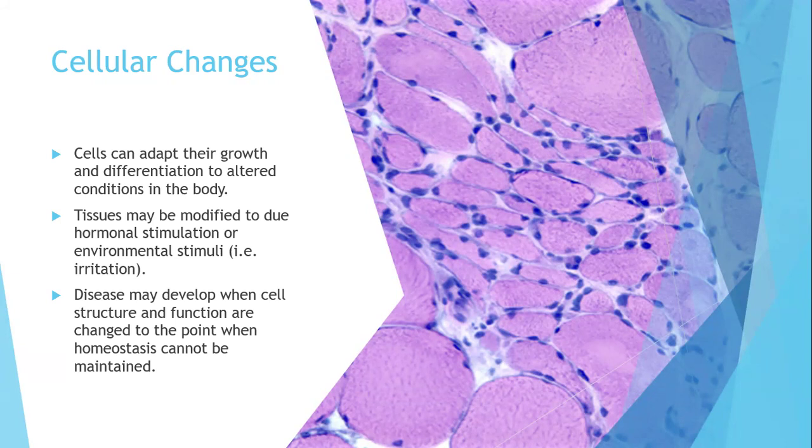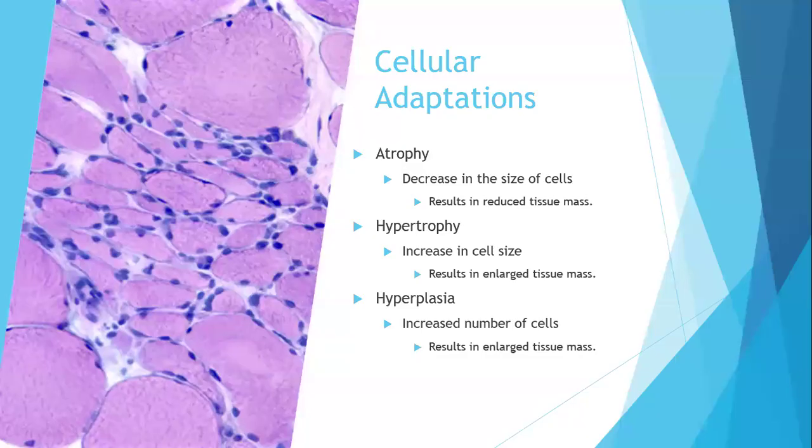Disease may develop when cell structure and function are changed to the point where homeostasis cannot be maintained. Sure, cells can adapt and change as needed, but when the change gets too crazy, the cells don't work like they're supposed to, and disease develops. Okay. Atrophy, hypertrophy, and hyperplasia are often normal cellular adaptations, not necessarily due to disease processes.